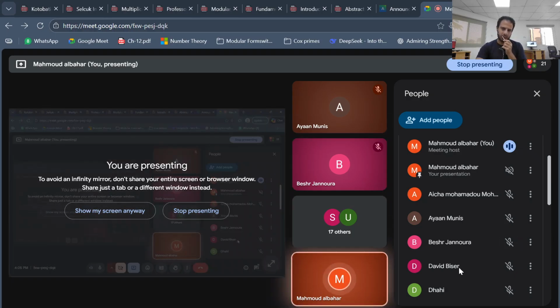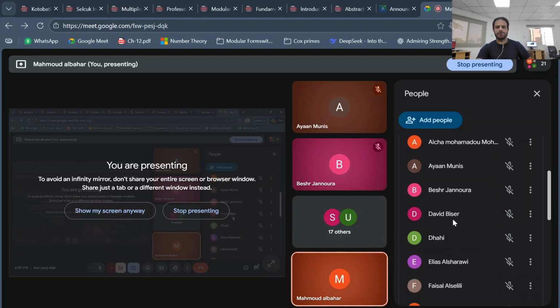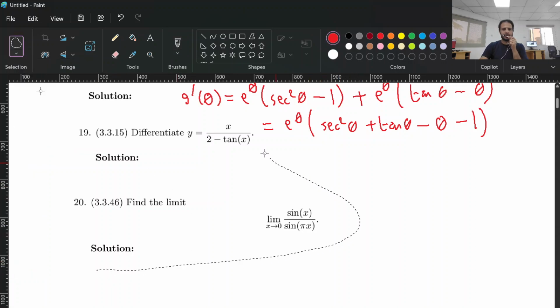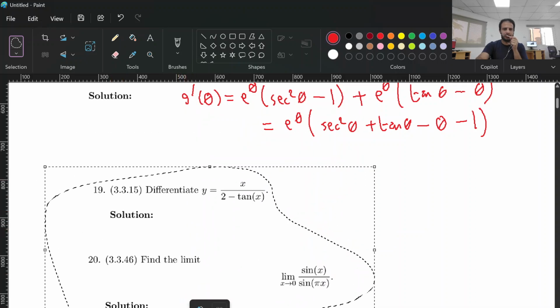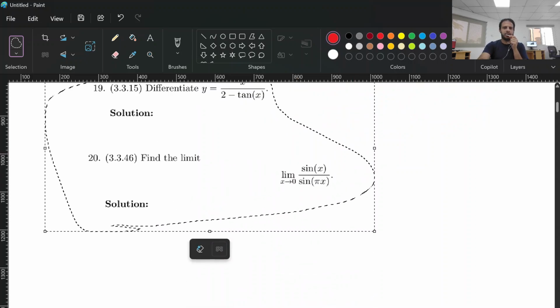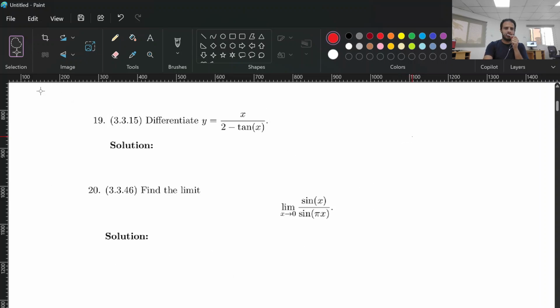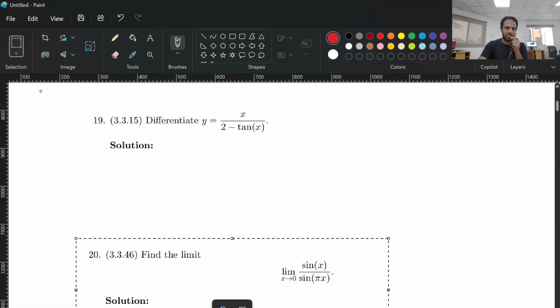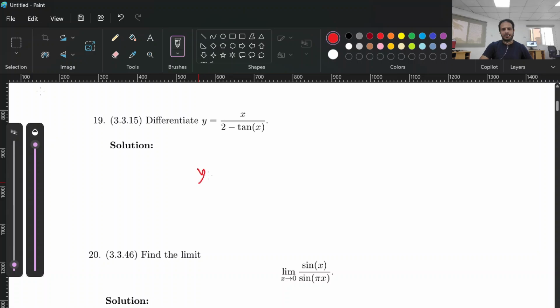Thank you. Now, David, I need your help with problem 19, but I will make more space. So we have x over 2 minus tan x, right? How to differentiate this? No, Professor, it's x over 2 minus tan x. Yes. So y prime equals what?